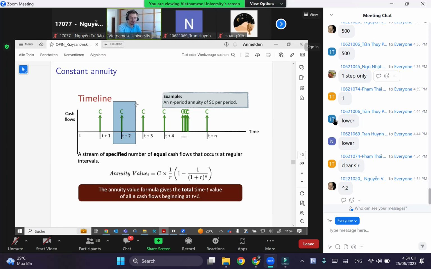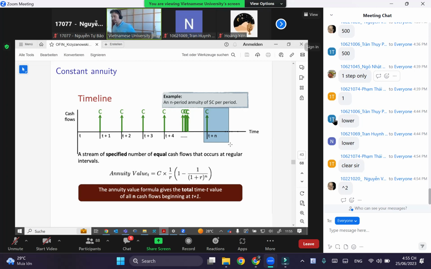Well, and the same logic you could apply for the third one. What is the time t value of the payment of c here for the third period? Well, it would be c divided by 1 plus r to the power of 3. Next payment, c divided by 1 plus r to the power of 4. I would do this for all these payments until the last one, which is in period t plus n. And here, for the last payment, just to make it complete, it would be c divided by 1 plus r to the power of n.